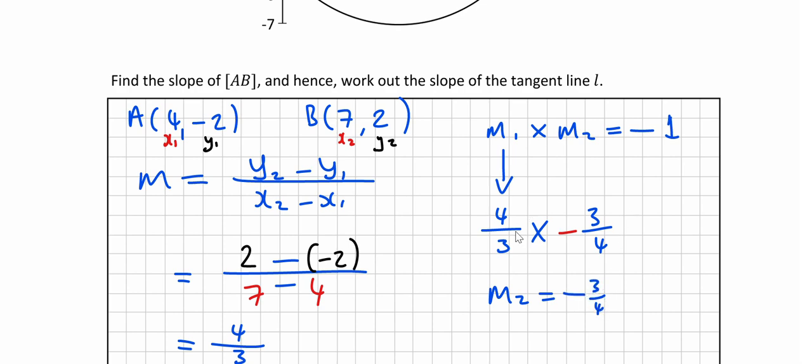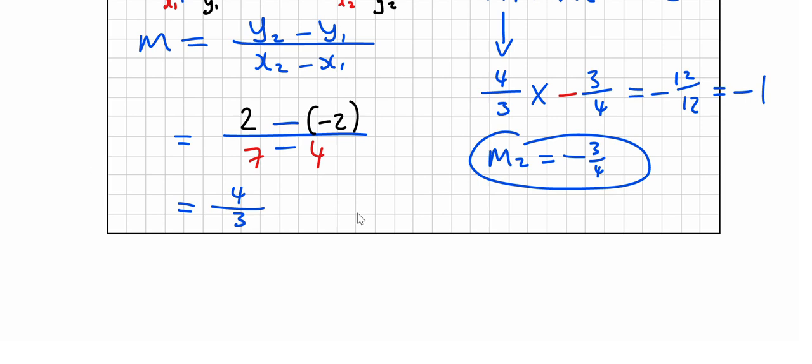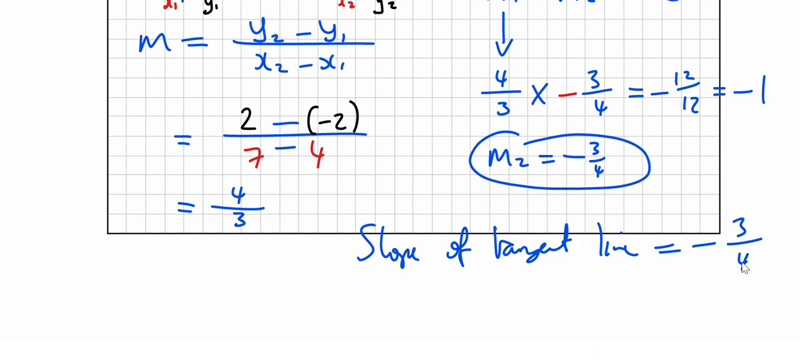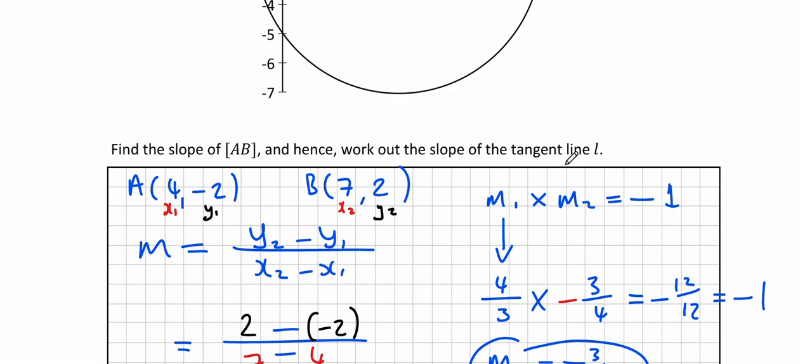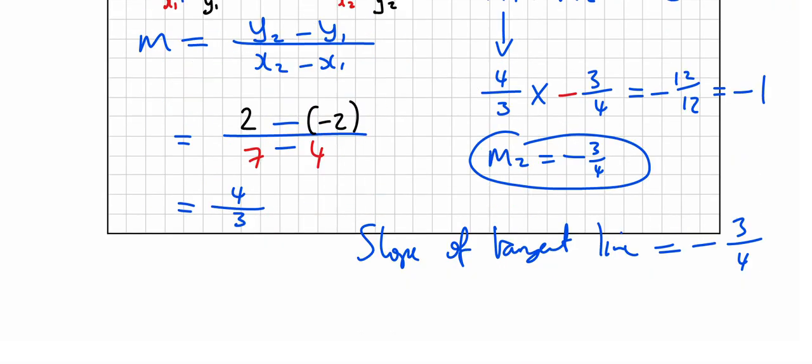I can prove it to you. If you did this here, you would get plus multiplied by minus is minus, top by top is 12, bottom by bottom is 12, minus 12 over 12 is minus 1. So there's the slope of our tangent line, minus 3 over 4, and I think that's what you're asked to do in that question. The slope of the tangent line is minus 3 over 4. I don't think you're asked to find the equation or anything. Find out the slope of the tangent line, and there you go. Job done.